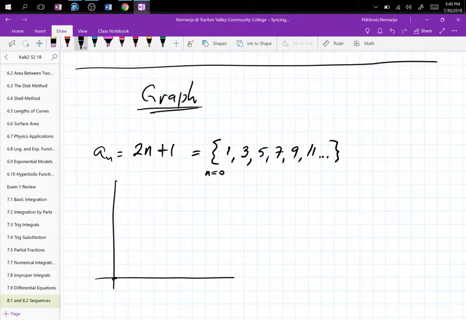Input values 0, 1, 2, 3, 4, 5, 6, 7, 8. And a_n goes on the y-axis because that's what we're graphing. You don't have an x-axis anymore. Now this is n. It's the n-axis. All right, so we have 0 and 1. And then we have 1 and 3. And then 2 and 5.